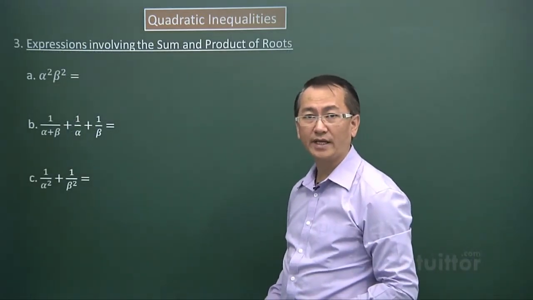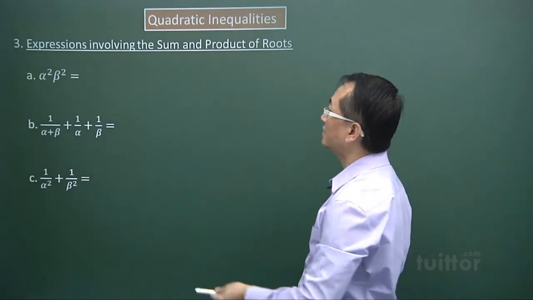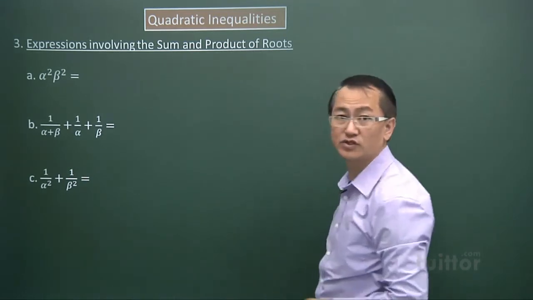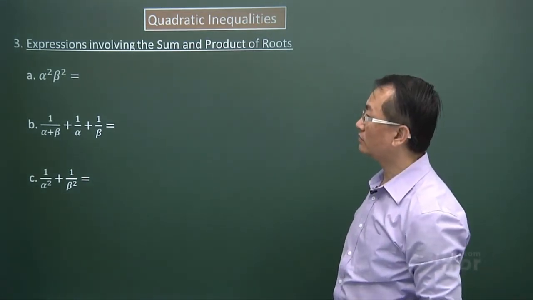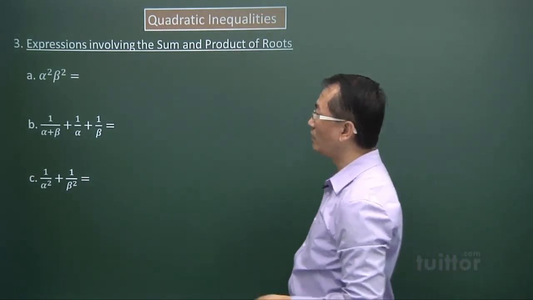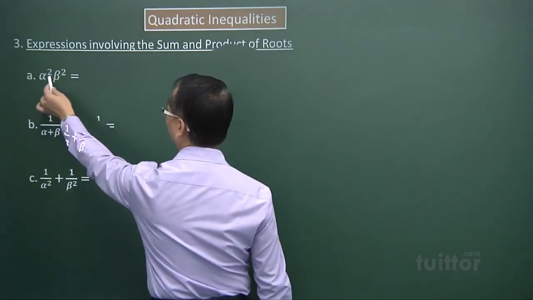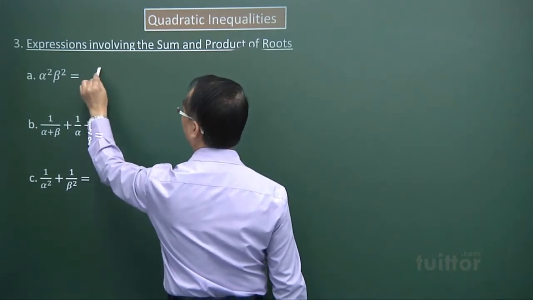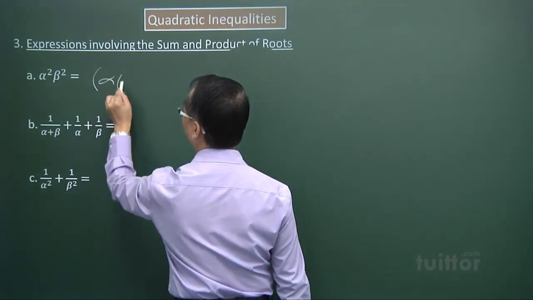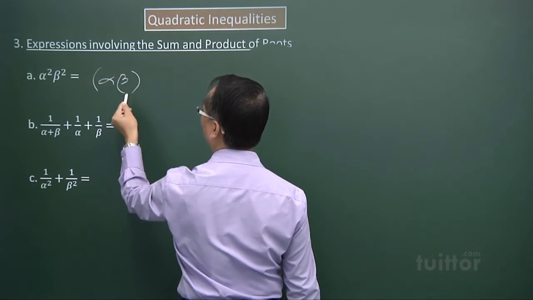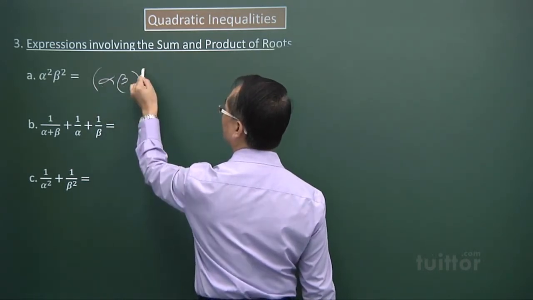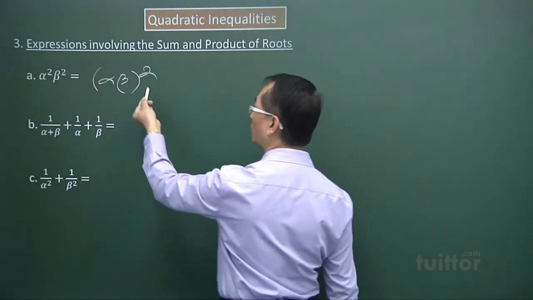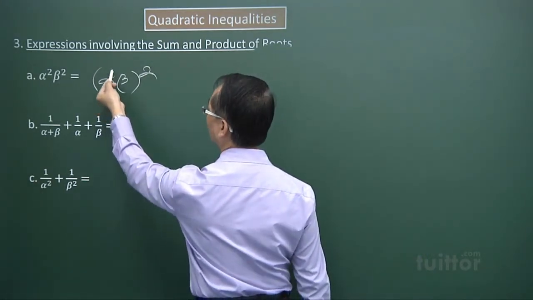For part 3, we are looking at expressions involving the sum and product of roots. So the first one, where we have alpha squared times beta squared, can be treated as the product of the two roots, squared. So you can see if I just open the bracket, I would have alpha squared, beta squared.